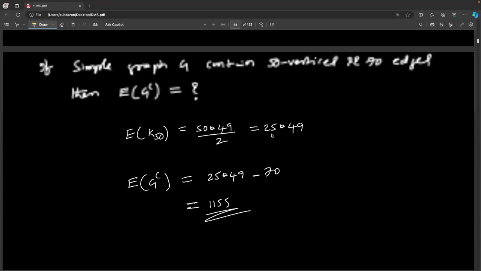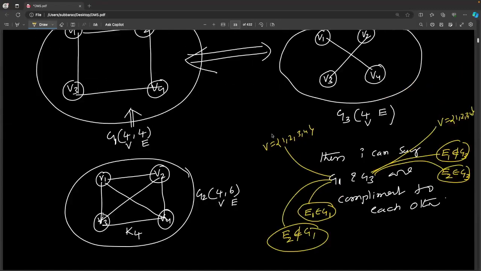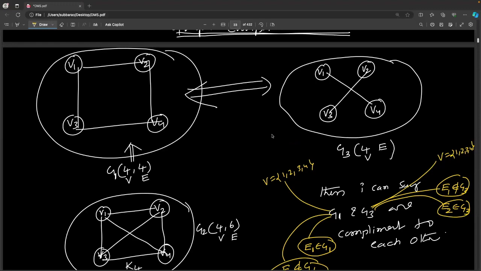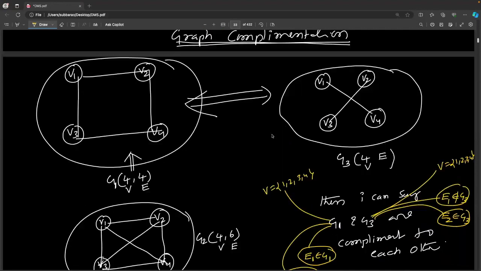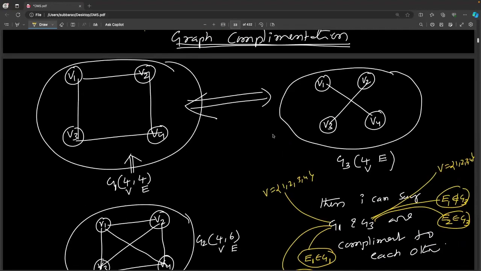Remember, only for simple graphs. Multigraph contains how many edges? Infinite minus infinite is infinite. A multigraph contains infinite edges, and infinite minus infinite, so we don't say anything for multigraphs. Every discussion, whatever we are doing, is only for simple graphs. Unless they mention multigraph, don't think anything about multigraph.